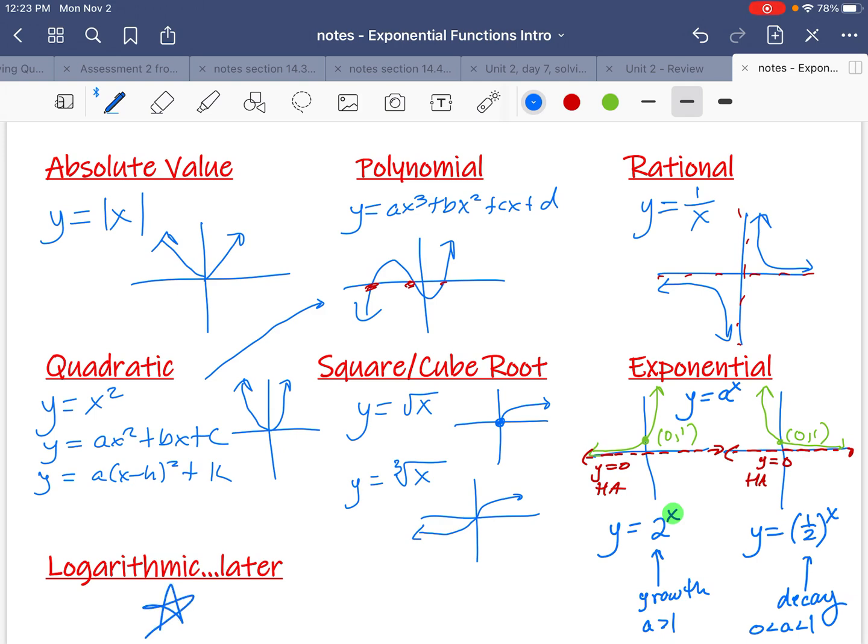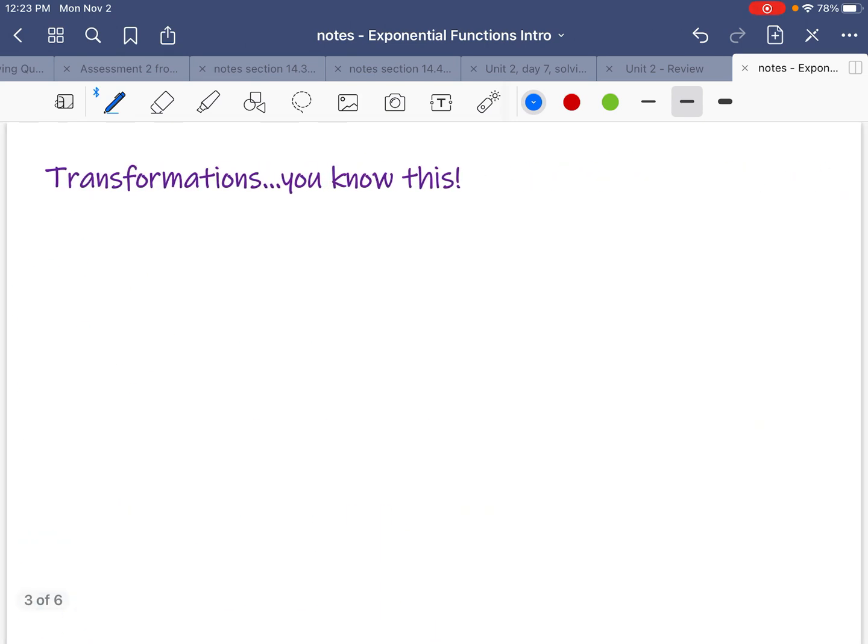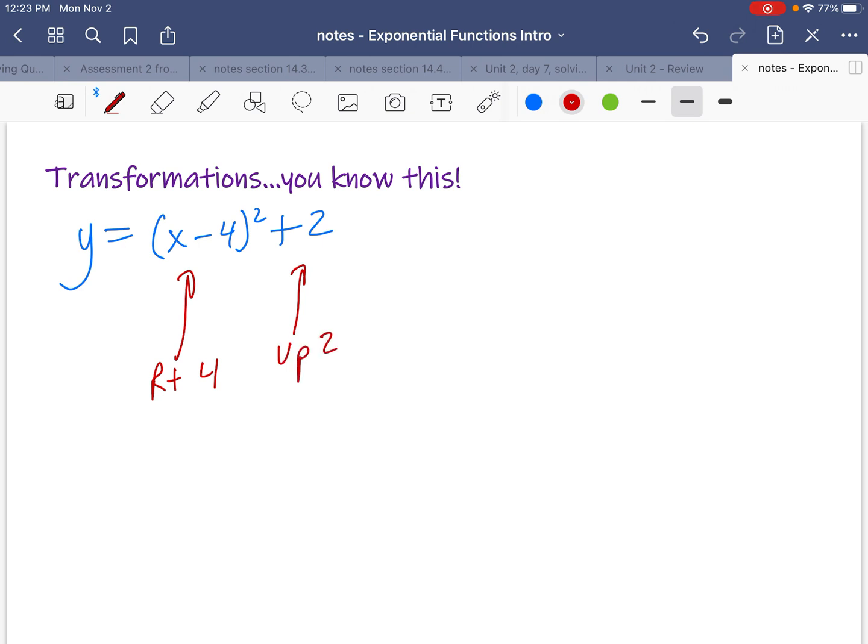All right, so let's take a look at some more examples of exponential functions and move them around, and you also see how this shape is made. So, transformations. You know these things because you've done them before with your other functions. Like let's say, for instance, you have something like parentheses x minus 4 squared plus 2. And you know that that's a parabola, that this piece right here moves you to the right 4, and this part moves you up 2, things like that.